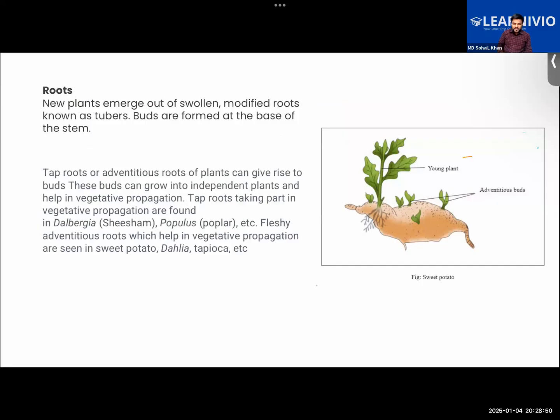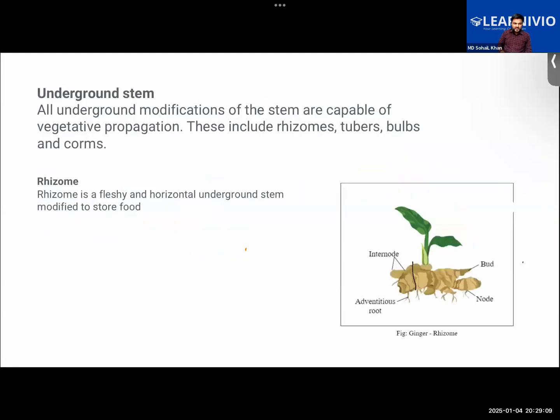As you can see here, this is the sweet potato, and from the sweet potato, tiny plants are growing. All these tiny plants can grow independently. If you were to cut them into different pieces, all of them will start to grow differently.